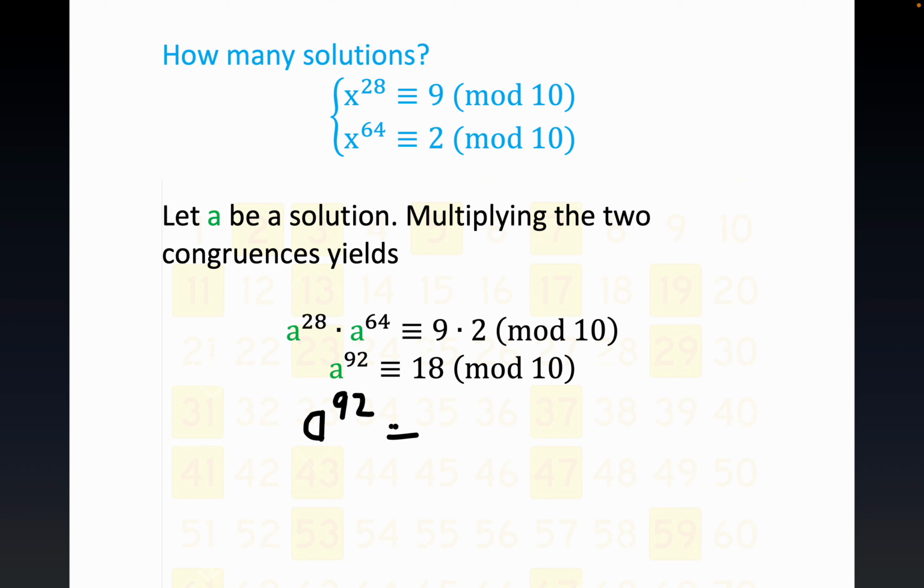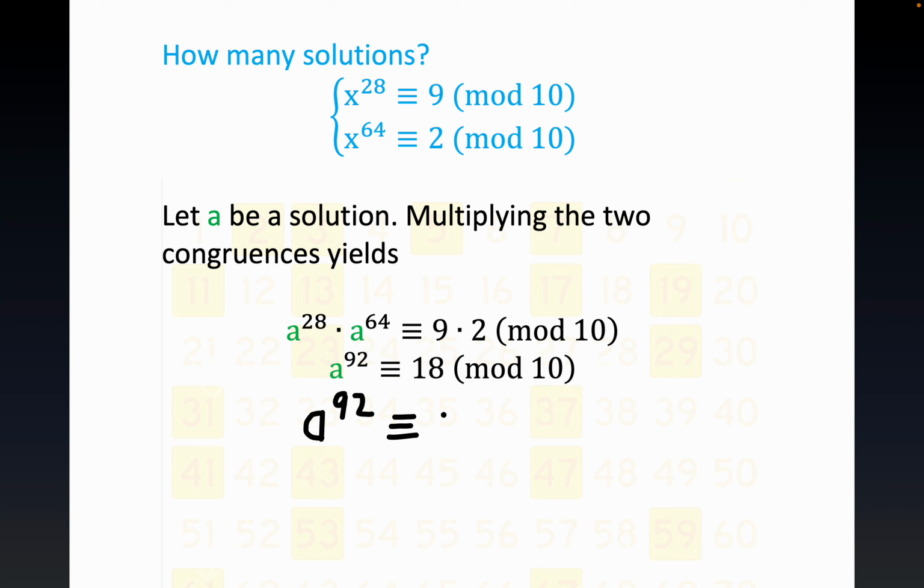All right, so we can reduce this statement. By the way, what we did is just multiply these congruences together. Just like you can multiply equalities together, we multiplied the congruences together. So it's x to the 28 times x to the 64th on the left-hand side, and the right-hand side of the equality, you can think of it like that, is 9 times 2.